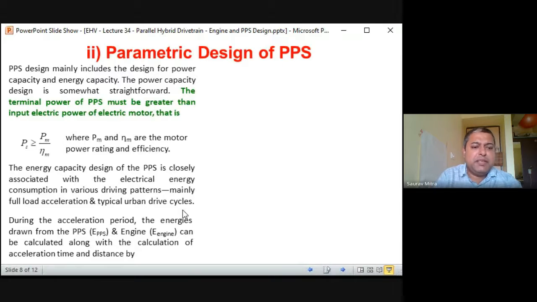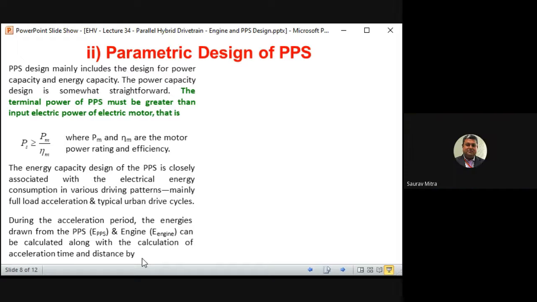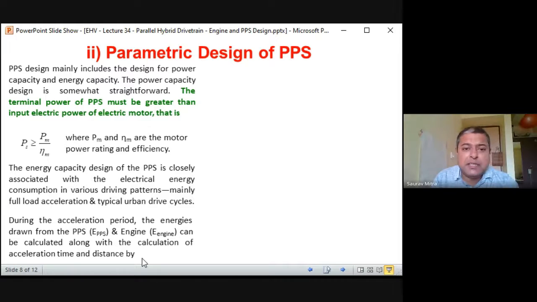During the acceleration period, the energies drawn from the PPS and engine can be calculated along with the calculation of acceleration time and distance. So there is a formula. Whenever the vehicle is accelerating on the highway, or is on a grade, that means a high slope, at that time the engine is asking the PPS to shell out some power. Whenever it is a very flat highway, the engine is sufficient to drive the vehicle. That is PE and PL. PE is supplying all the load to PL, and most of the time the engine is generating more power, which is recharging the PPS.